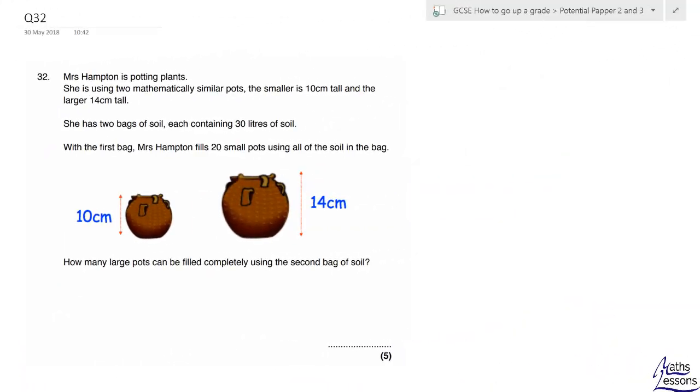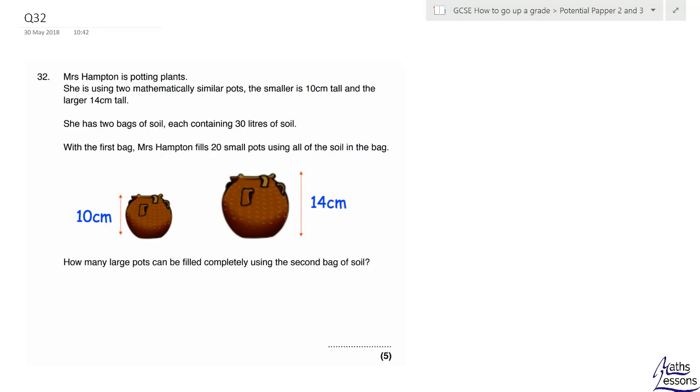Okay, Mrs. Hampton is potting plants. She's using two mathematically similar pots. The smaller is 10 centimetres tall, the larger is 14 centimetres tall. She has 2 bags of soil, each containing 30 litres of soil. With the first bag, Mrs. Hampton fills 20 small pots using all the soil in the bag. How many large pots can be filled completely using the second bag of soil?